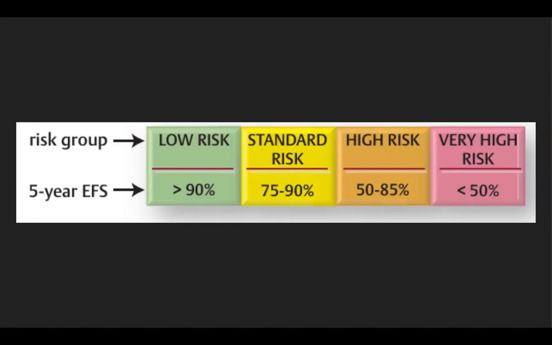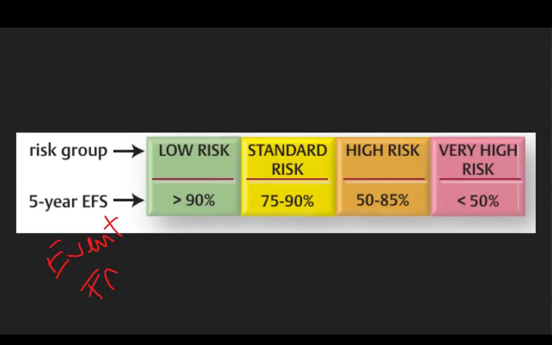Let me write this. I don't think we are going to finish on time today because this is really important to understand. So this is 5-year event-free survival. What does this mean? That a patient survives 5 years without any adverse event regarding the symptomatology of medulloblastoma. For low risk group, this is more than 90%. For standard risk, this is 75 to 90%. For high risk, this is 50 to 85%. For very high risk, less than 50%.